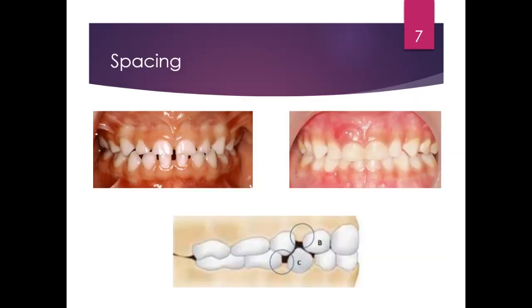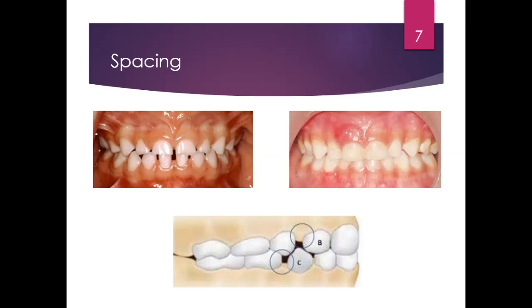When it comes to spacing, there are two different terms that I want you guys to keep in mind. There is the Baume classification, and then there's also primate spacing, okay? With Baume, there are two different types. There's type 1 and type 2. What you see on your left-hand side is type 1. What you see on the right is type 2. The difference, as you can see, is the spacing. When we talked about flossing in our previous lecture, we said that spacing is good.